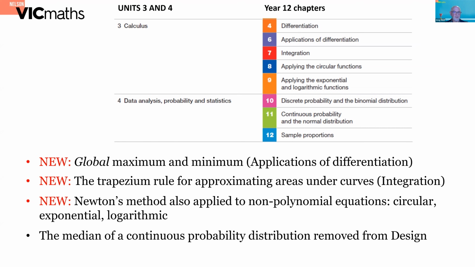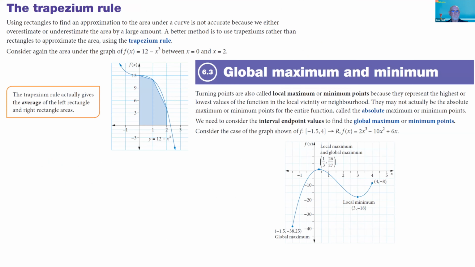And so the median for continuous probability distributions, that's also been removed from the study design. And so these are just some shots which just show a trapezium rule and a global maximum and global minimum as compared to local maximums and local minimums when they're the same and when they're different.